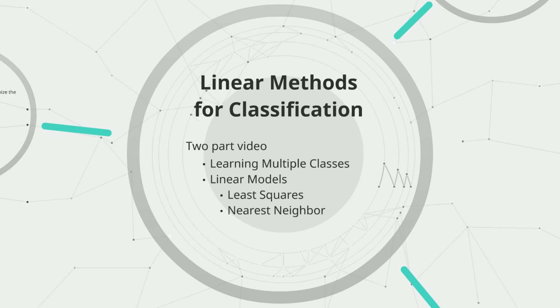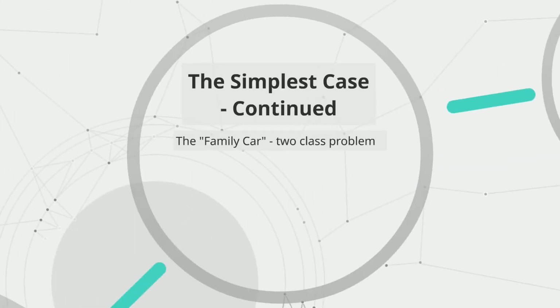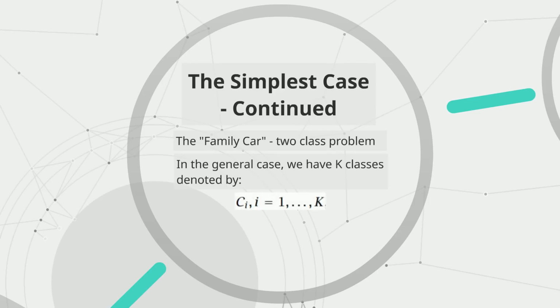And so let's begin. This is the simplest case continued, and the family car two-class problem is going to expand. In the general case, we have k classes denoted by C_i, where i goes from 1 to our number of classes k. So if we don't just have family cars, we also have sports cars, luxury cars, and things like that. In machine learning for classification, we would like to learn the boundary separating the instances of one class from instances of all other classes. Thus, we view a k-class classification problem as k two-class problems.